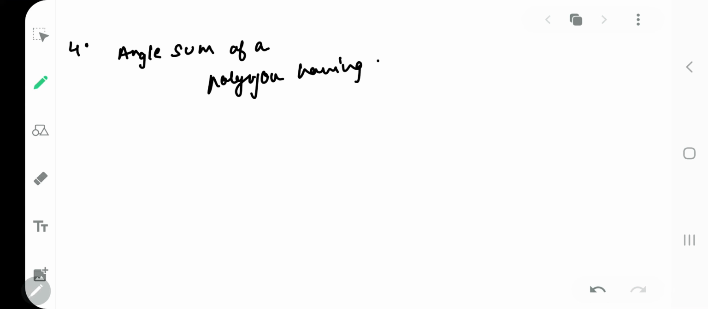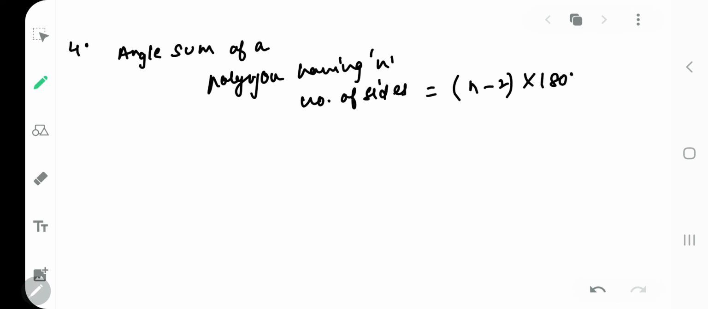That is, the angle sum of a polygon having n number of sides. So we do not know the number of sides, n number of sides. That will be (n minus 2) into 180.